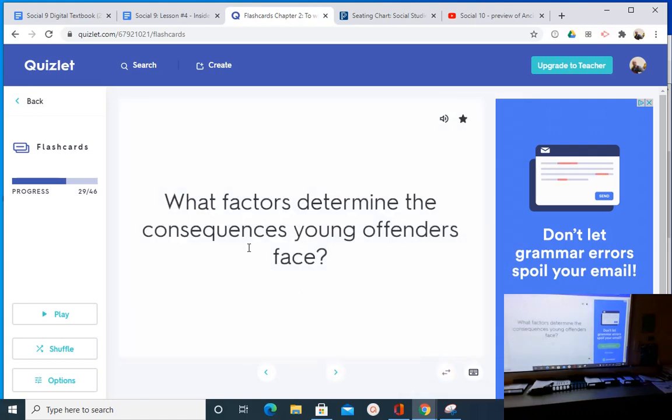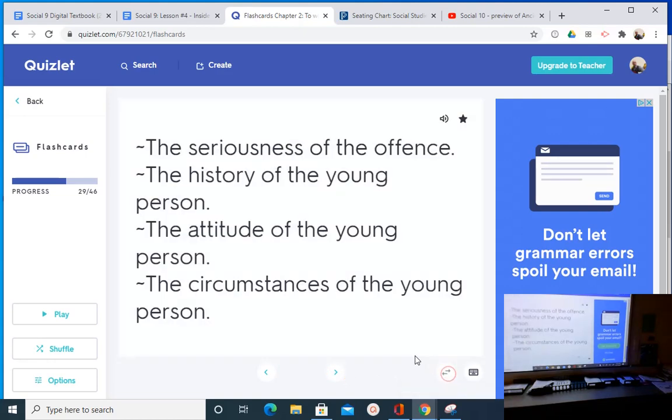So, what factors determine the consequences? If there are young offenders that have committed some wrongdoings, what might determine their consequences? Their attitude. Is there remorse? Do they address the crime? Do they understand the crime? What are the other circumstances of this young person? Is there a history of crime? The seriousness of the crime is a factor too.